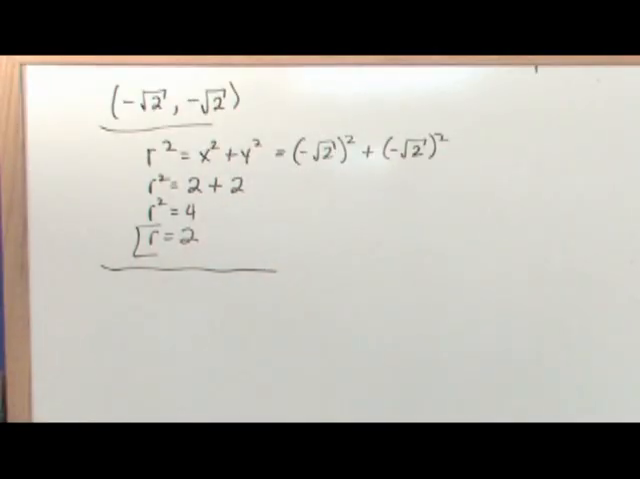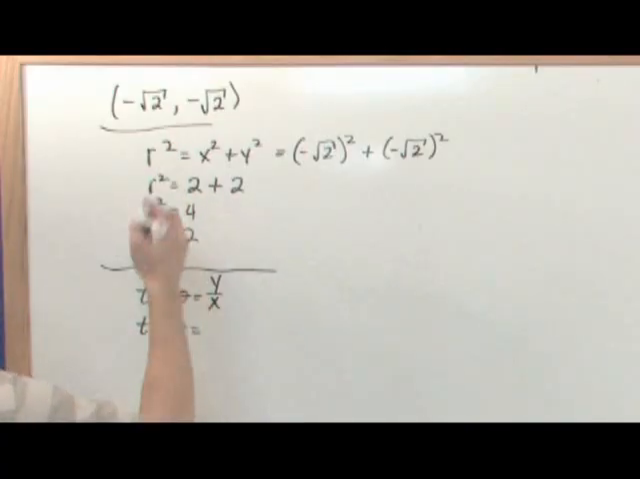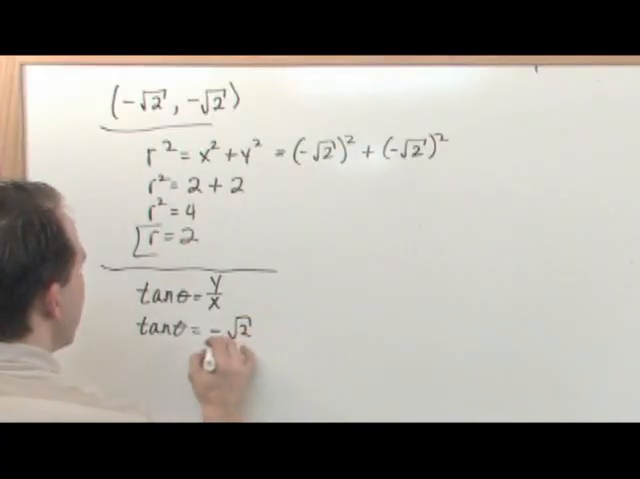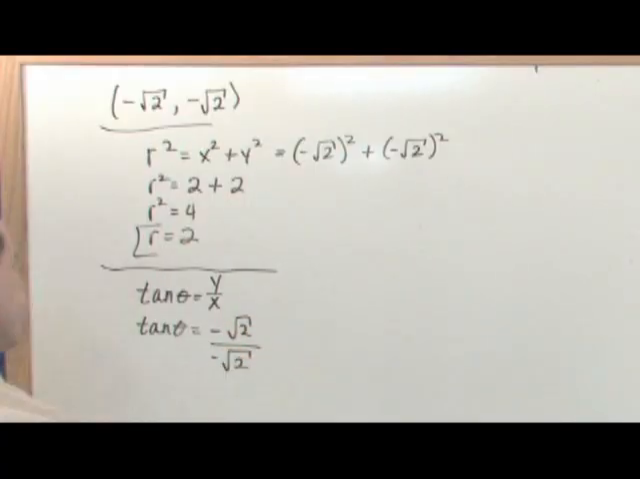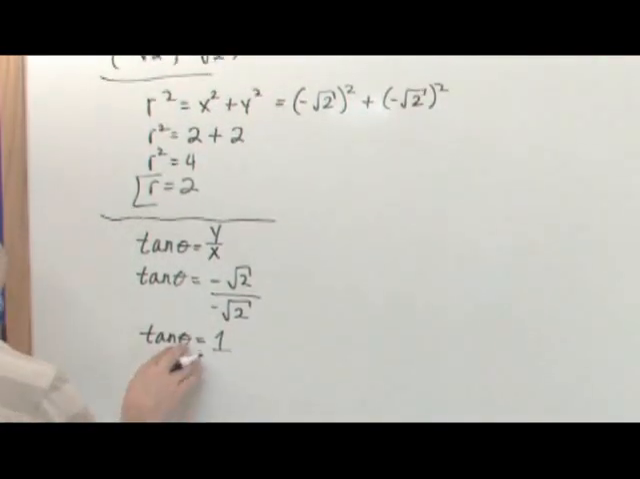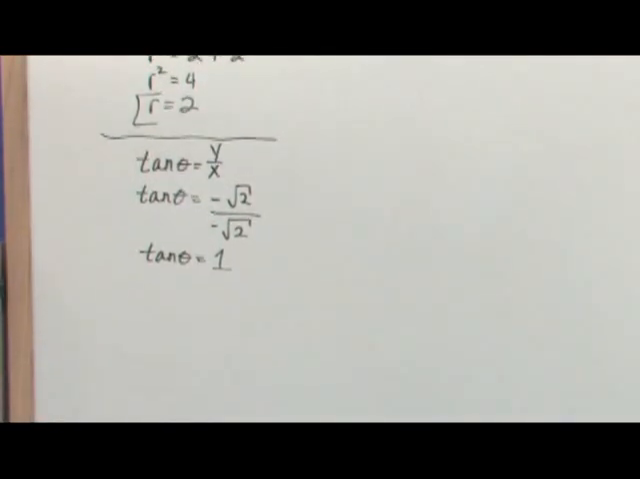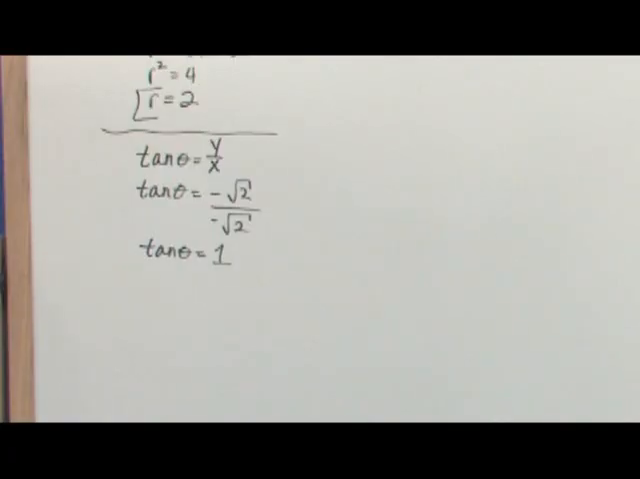Now what we need to do is find the angle. So remember, the tangent of theta is equal to y over x. Okay? So the tangent of theta is equal to y, which is negative square root of 2, over x, which is negative square root of 2. So the tangent of theta is equal to 1. So all I have to do now is go find an angle where the tangent of that angle gives me 1.